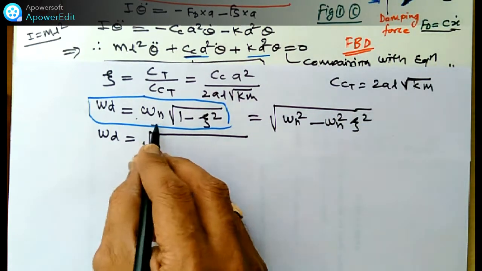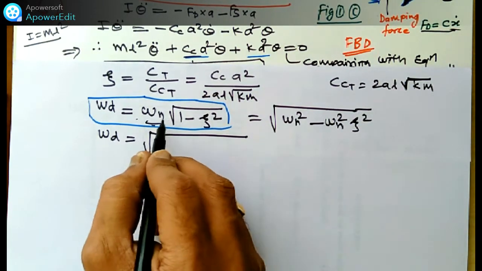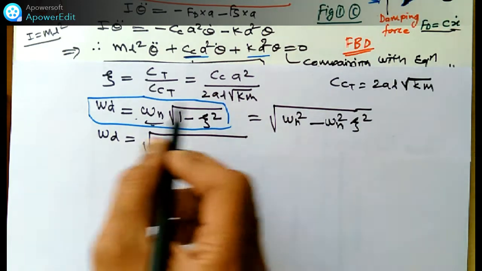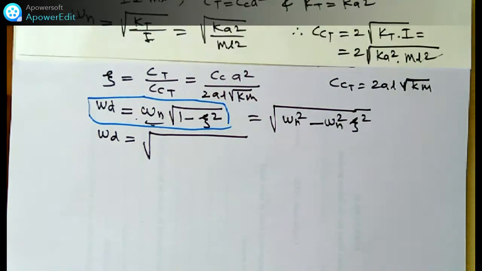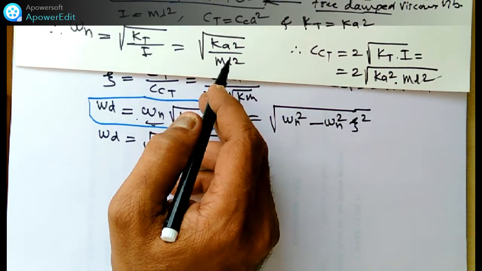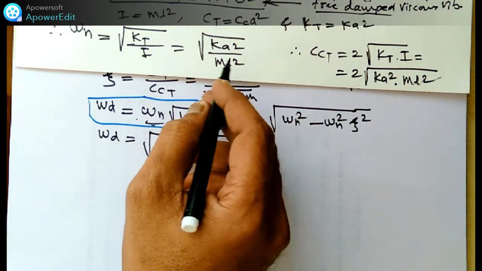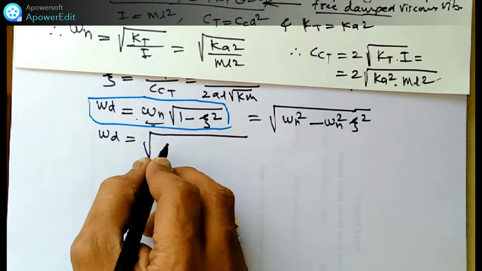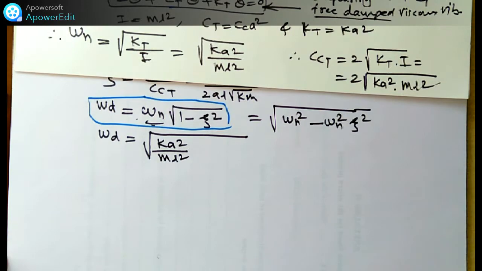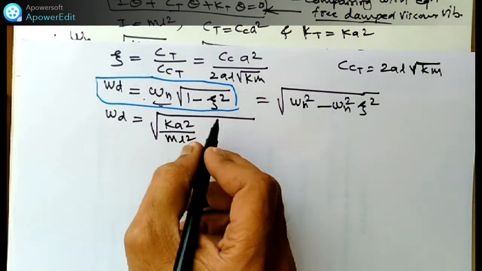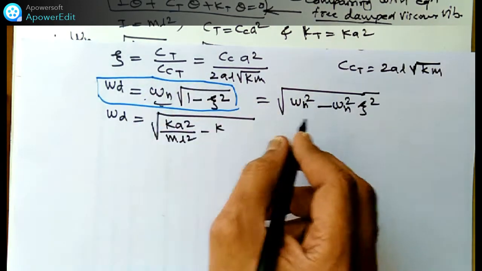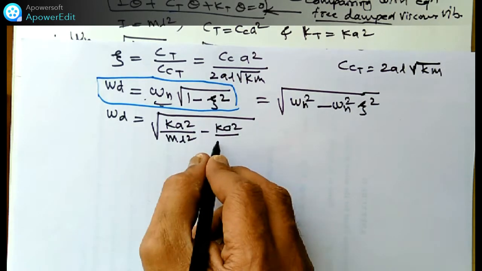Just putting the value of omega n, already we have just calculated. Here value of omega n is how much? The under root of Ka square upon ml square. So as this is under root, if we square it, what will happen? Here remaining will be Ka square upon ml square. Okay, that will be the remaining. What is the value of this zeta? We know this Ka square omega n square. Putting the value of omega n and zeta in this equation, it is Ka square upon ml square into zeta. Value of zeta is how much? Yeah, Cc a square by 2al km.